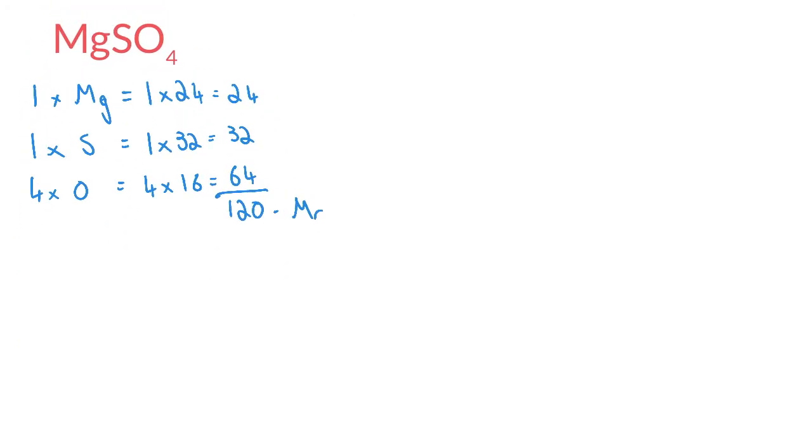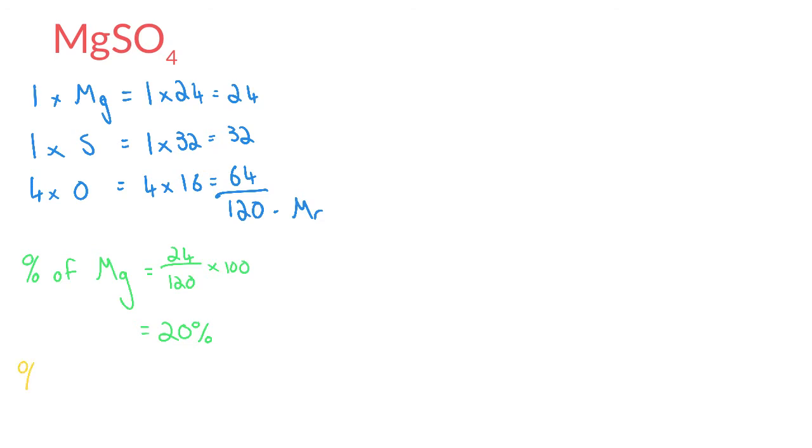So we'll fill that in. The percentage of magnesium is equal to 24, which is my mass of magnesium, divided by 120, which is my MR, multiplied by 100. If you put that into your calculator, that works out as 20% magnesium. Now we can do the same thing for the other elements. For my sulfur, my mass of the element in the compound, I have 1 sulfur, so 1 times 32 is 32.